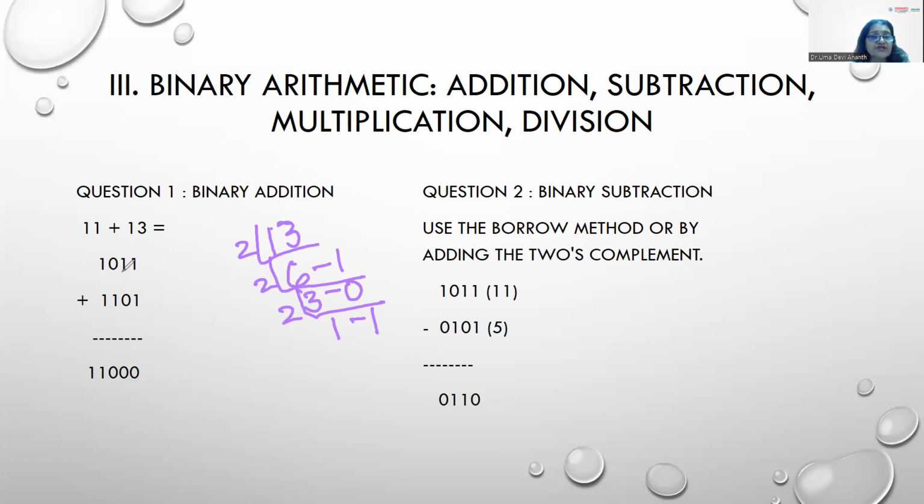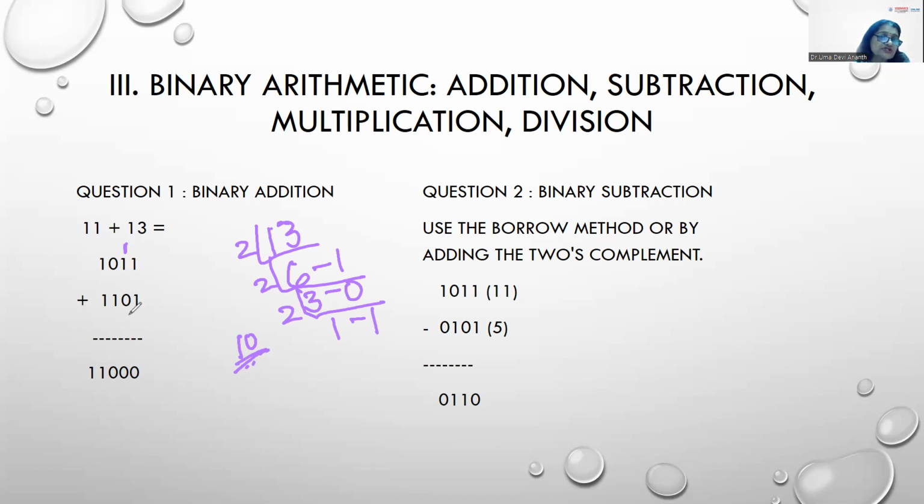And 11 is 1011. If we add this, 1 plus 1, we get 2. But 2 in binary is written as 10, right? 10 means 2. So we write a 0 and then carry over this 1 over here. Then we have 1 plus 1 over here. So 1 plus 1 is again 2. And then there is a 0 over here.